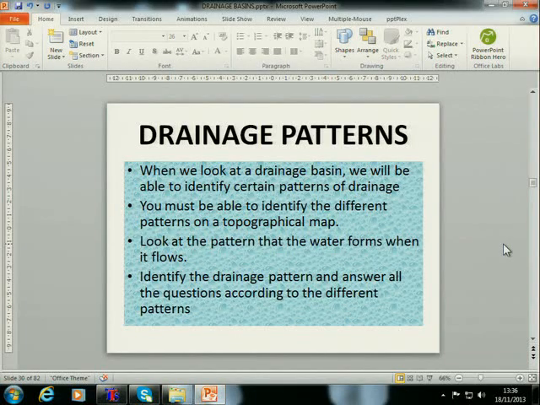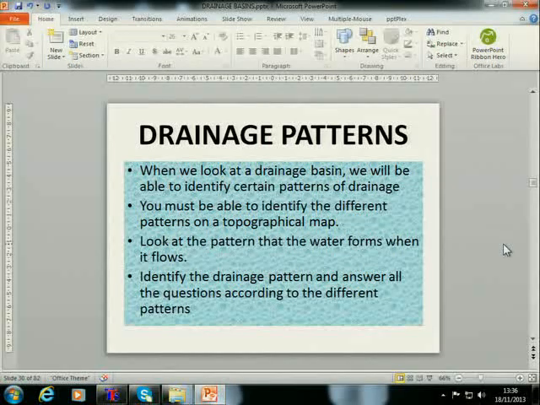Right. Now when we look at a drainage basin, we will be able to identify certain patterns of drainage. Those you have to know by heart. Nobody will give you them on a piece of paper and you have to choose them A, B or C. Okay? Those you must be able to identify and know by heart. Look at the pattern that the water forms when it flows. Now remember, the pattern that we can see is the surface runoff. But water is also being provided from the groundwater pushing upwards. Okay, identify the drainage pattern and then you must be able to answer all the questions according to the different patterns.